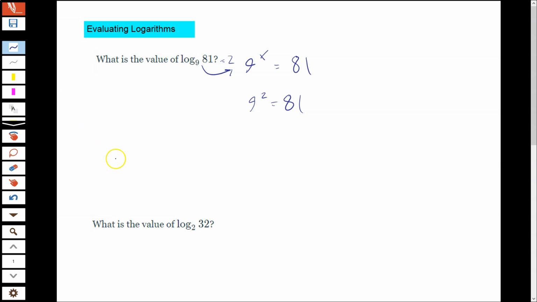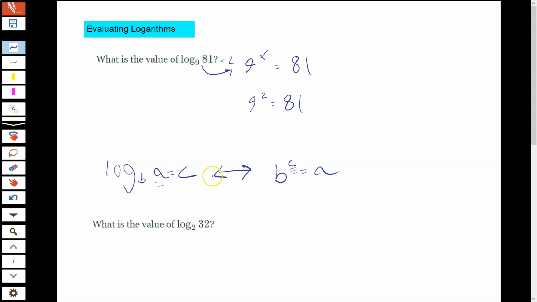So I'm going to give you two equivalent statements here. Okay, so these two things mean the same thing. So the number that you get out of a logarithm is this exponent that you need to raise the base to get this number you're taking the log of.